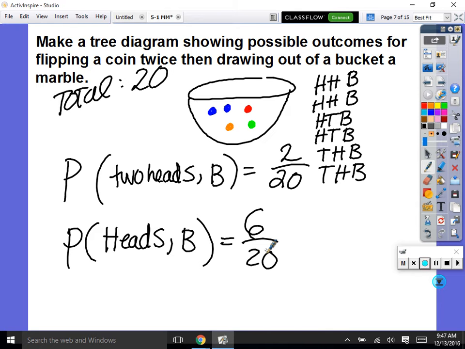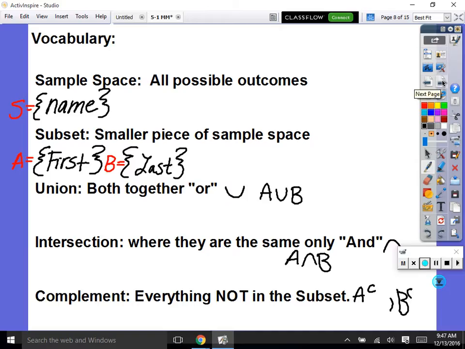Okay, awesome. Now this is some more vocabulary here. So write this down. I wish I already had the notes typed out for you. The word sample space. Sample space is the possible outcomes, all possible outcomes. So there's a million different examples of what a sample space could be. It all depends on the problem. So write down, sample space means all possible outcomes.